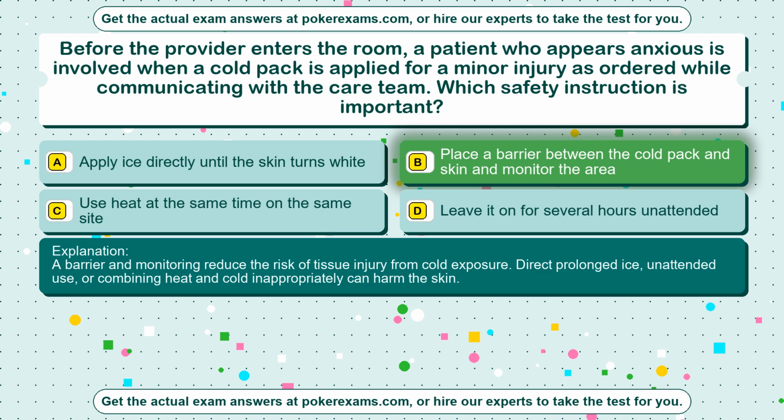A barrier and monitoring reduce the risk of tissue injury from cold exposure. Direct prolonged ice, unattended use, or combining heat and cold inappropriately can harm the skin.